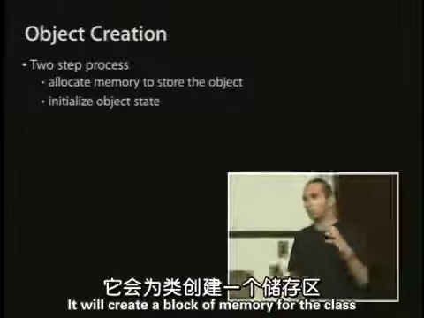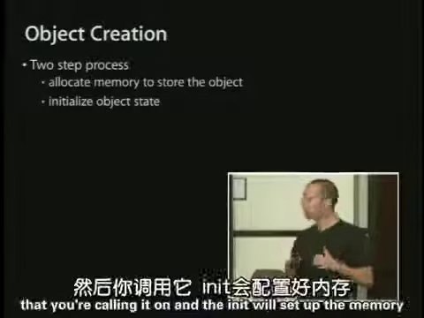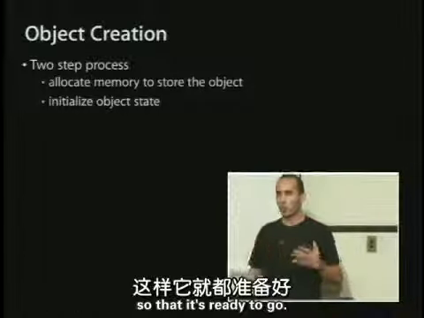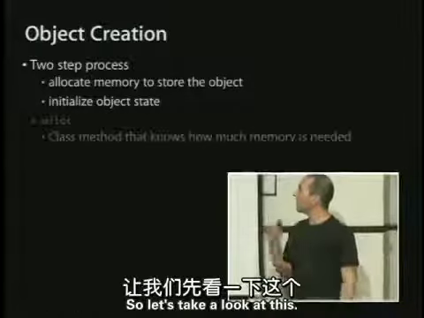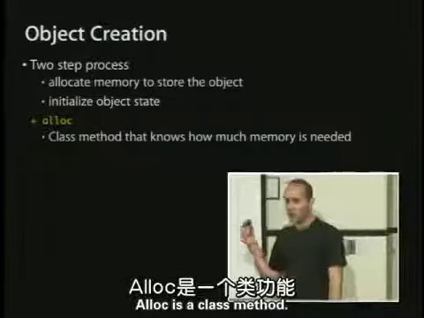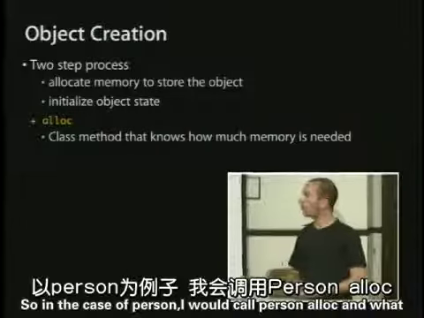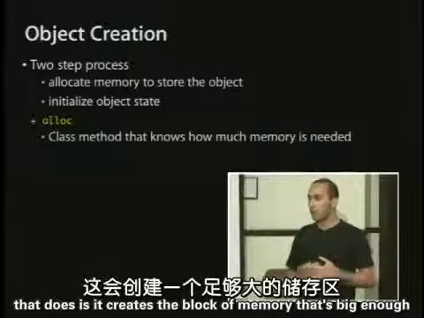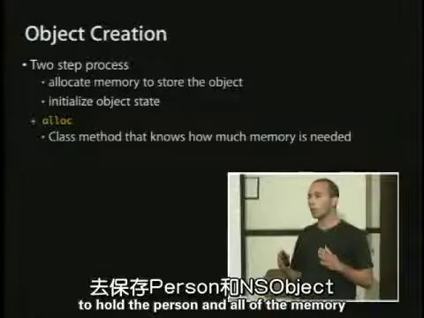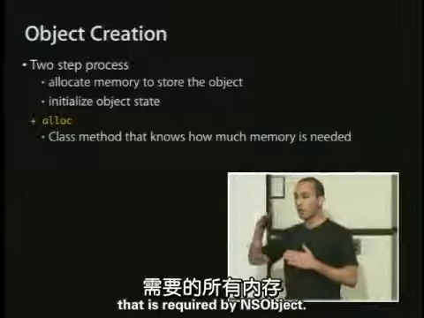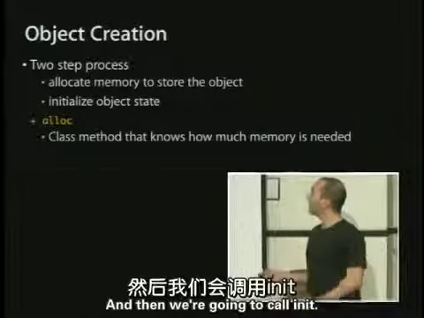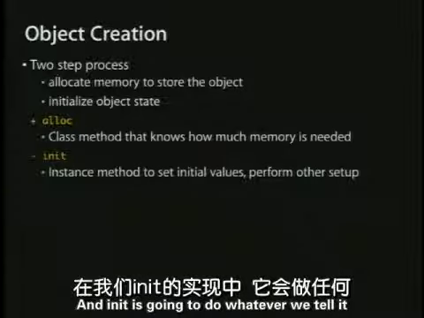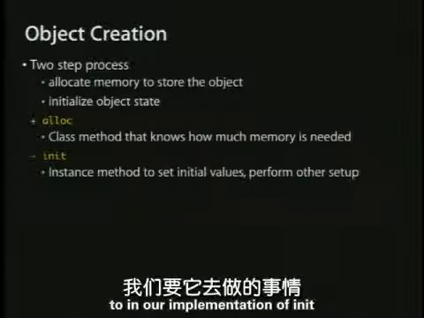Okay, so let's get into how we create objects, how we manage that memory, and how we destroy objects. When do those things happen? So first thing we're going to look at is object creation. When you allocate an object in Cocoa, what you generally do is two things. You do an allocate and you do an initialize. The allocate creates a block of memory for the class that you're calling it on, and the init will set up the memory so that it's ready to go.